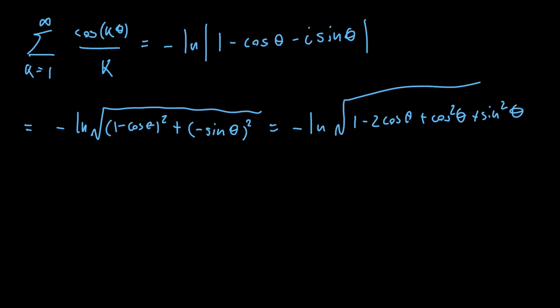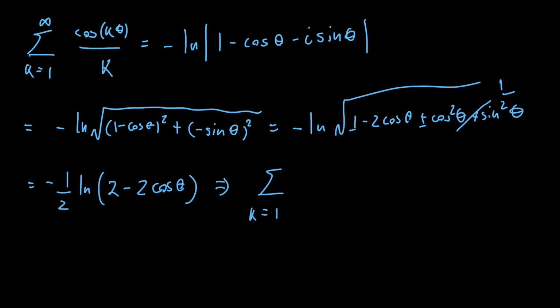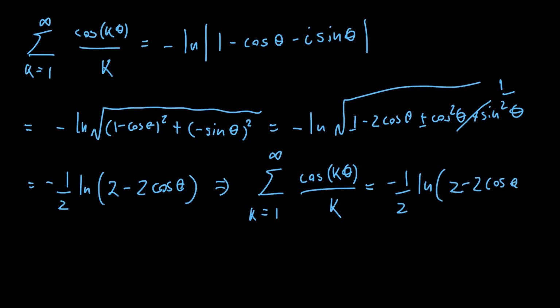But we know the cosine squared plus sine squared is 1. We have a 1 plus 1, which is 2. So we can rewrite this as negative 1/2 the natural log of 2 minus 2 times the cosine of theta. So we have sum from 1 to infinity, cosine of k theta divided by k is negative 1/2 the natural log of 2 minus 2 cosine theta.